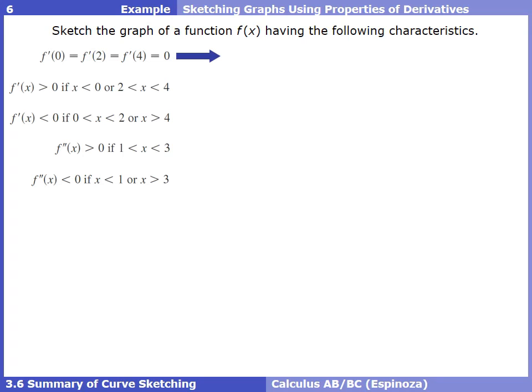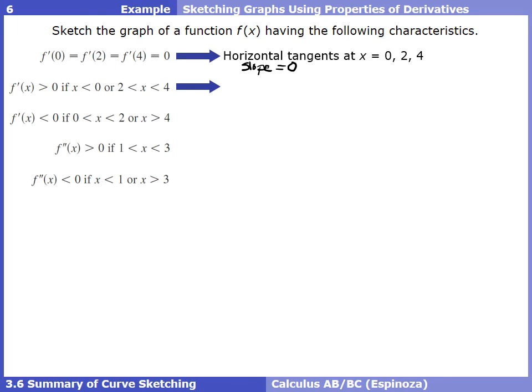So there's several different ways we could write this information, but I'm going to choose to write it this way. We have horizontal tangents at x equals 0, 2, and 4, or that is, the slope is equal to 0 at those points. So a few different ways you can write it, but ultimately that's the information we're given.